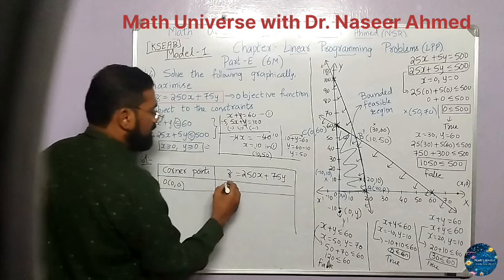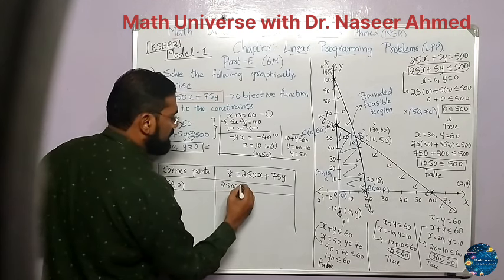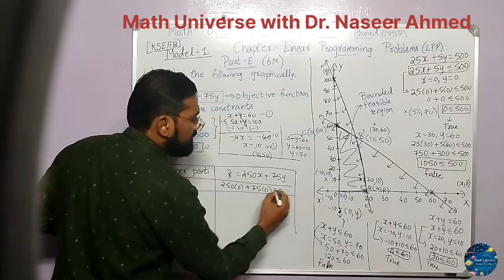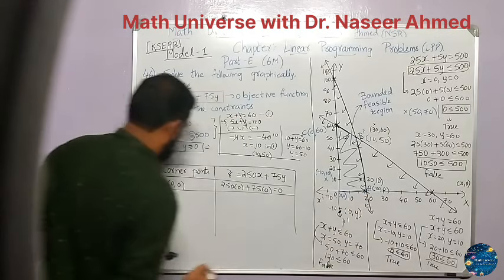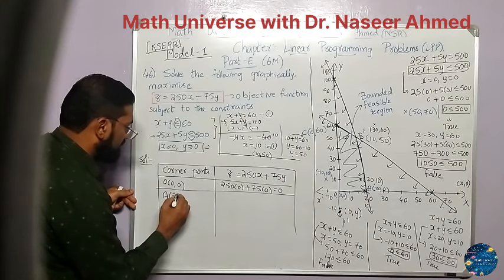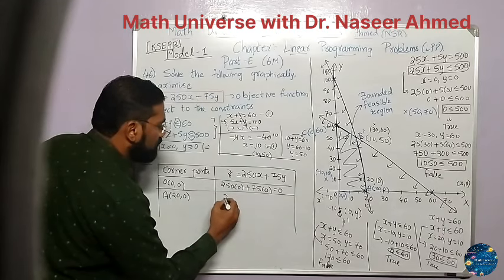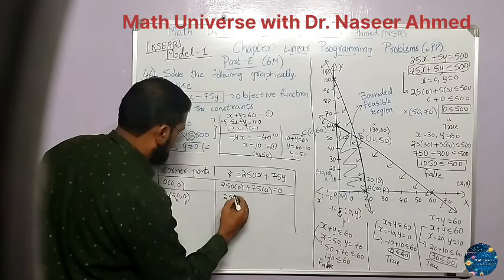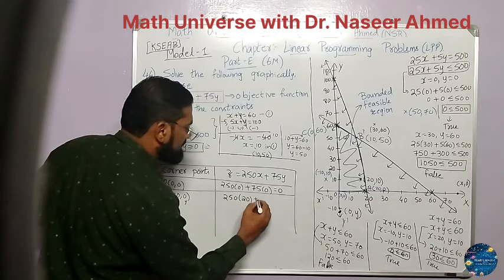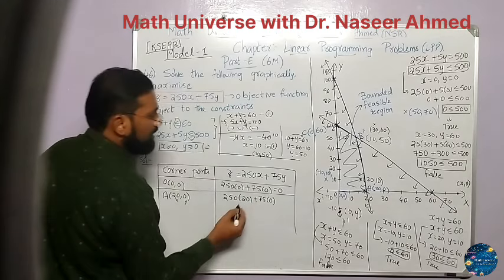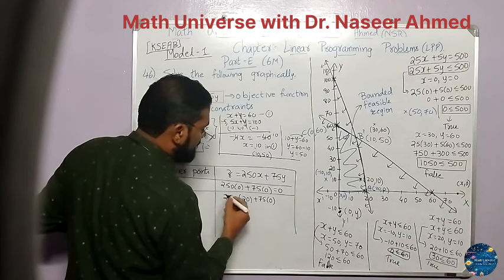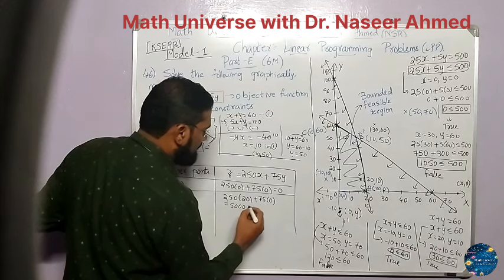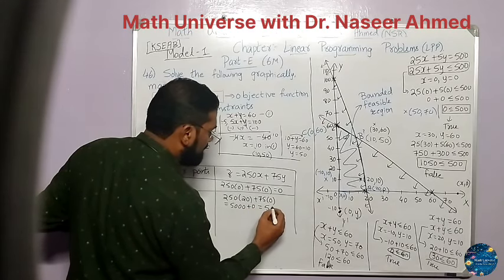Let us substitute 250 into 0 plus 75 into 0. So the answer will be 0 itself. Next, 20 and 10, second corner point. So let us simplify. This is your x value and this is your y value. So put here 250 into 20 plus 75 into 0. 2 into 25 will be 50, and with 2 zeros, 75 into 0 will be 0, so the value is 5000.